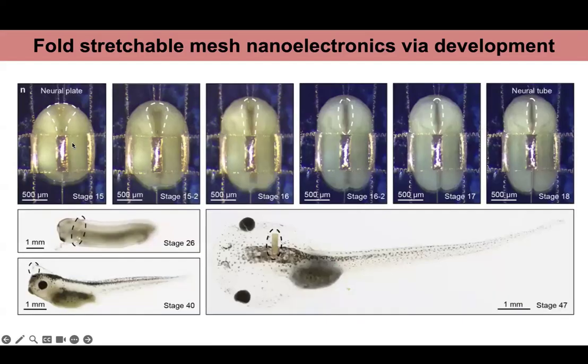So by matching the mechanical property of the stretchable mesh electronics with the embryo, which is much softer than the organoids, we employed a soft fluorinated elastomer as a dielectric material for this stretchable mesh electronics, and then integrated them with the neural plate. And you can see this neural plate fold into the neural tube and naturally internalize those electronics. After a couple of days of development, when they grow from the embryo into a free-behaving tadpole, those electronics are already intrinsically embedded into their 3D brain.